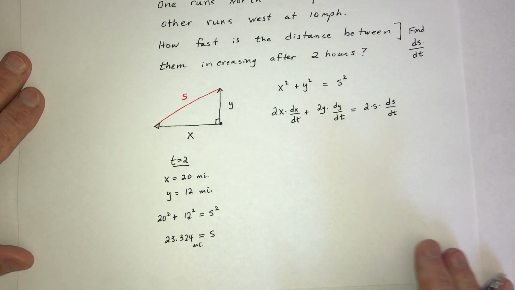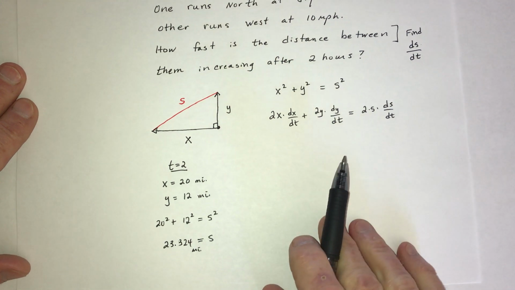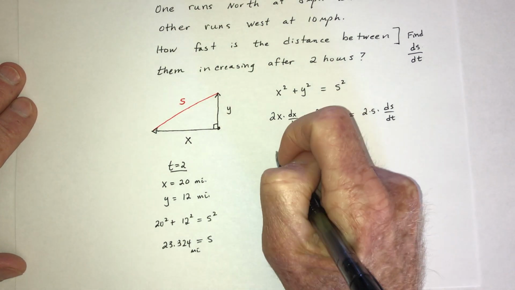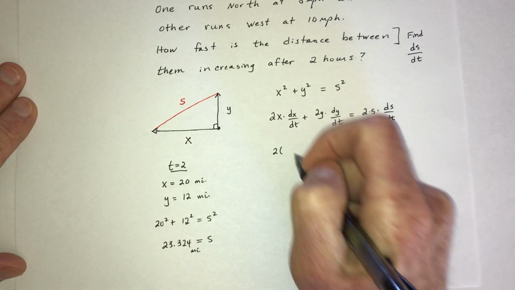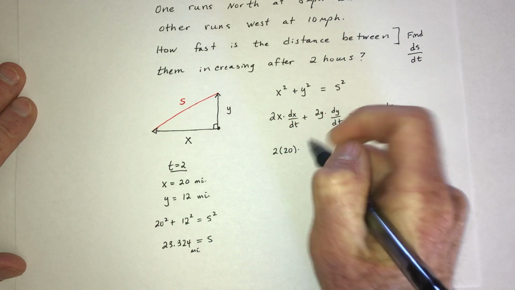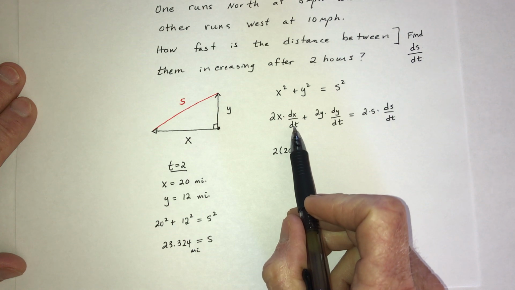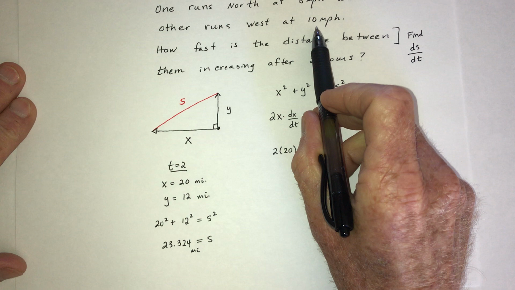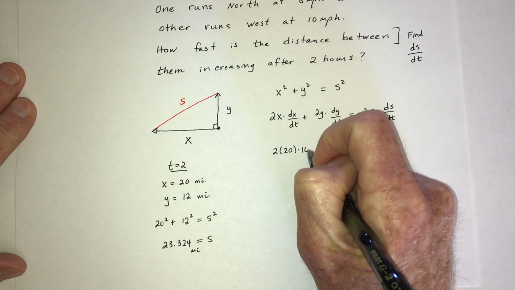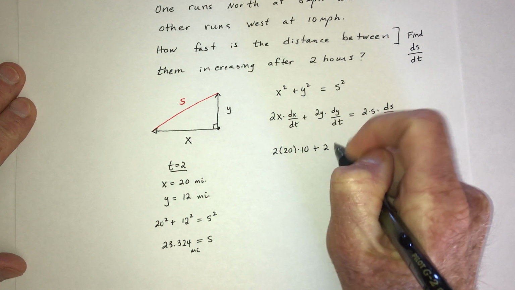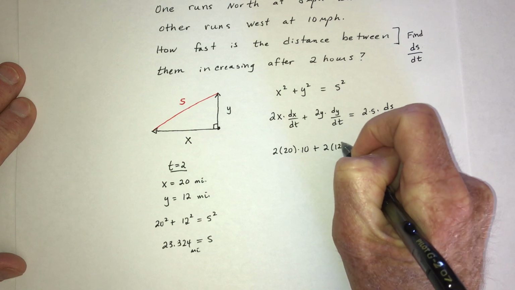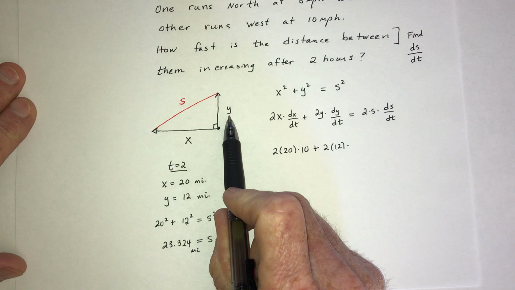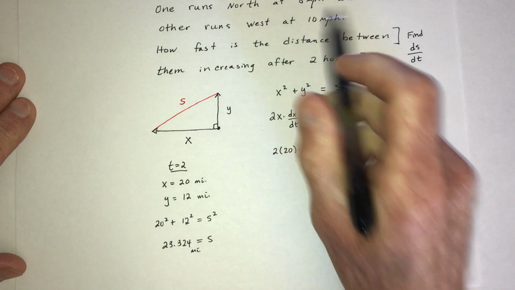Okay, so now we start substituting the information in. So we would have 2 times x, which is 20, and then dx/dt means how fast is that person running. So that person is running 10 miles an hour. Plus 2 times y, so 2 times 12. And then for the y person, how fast are they running? 8 miles an hour.